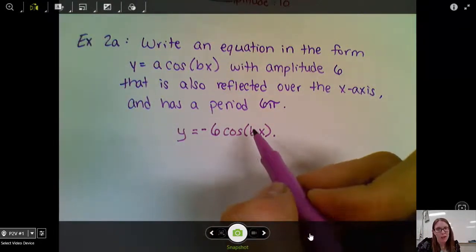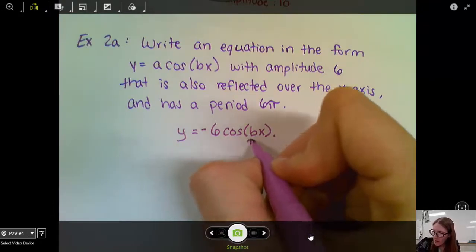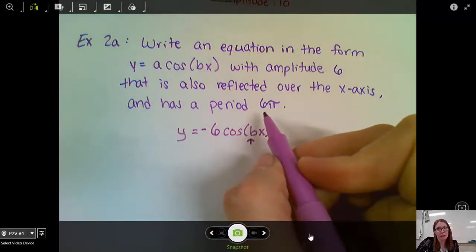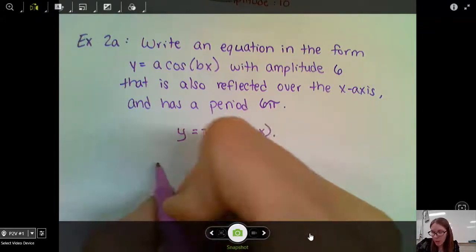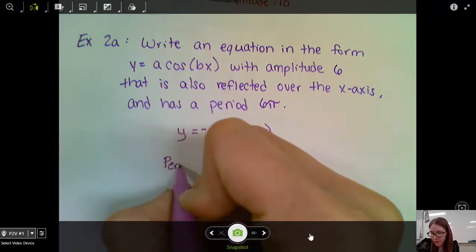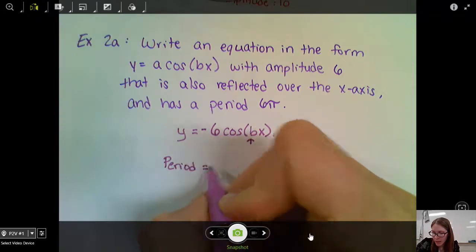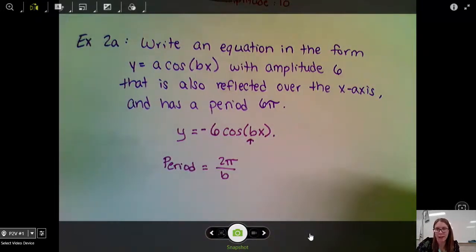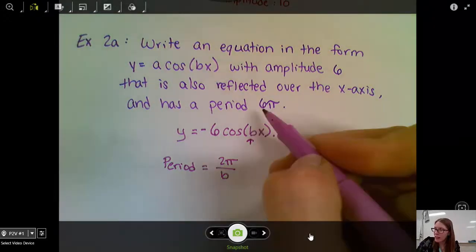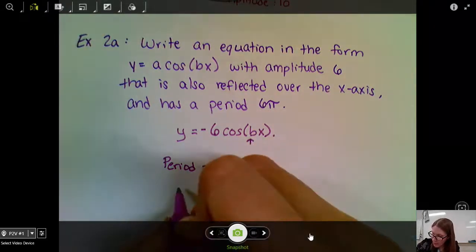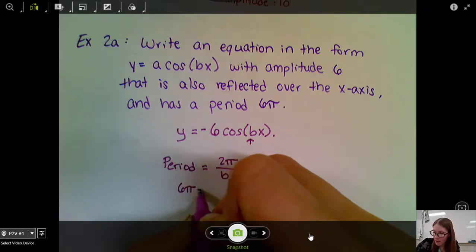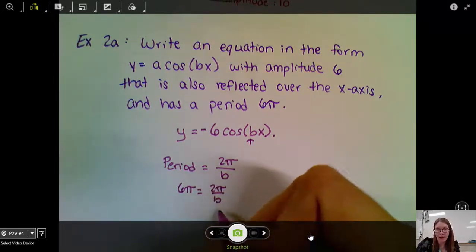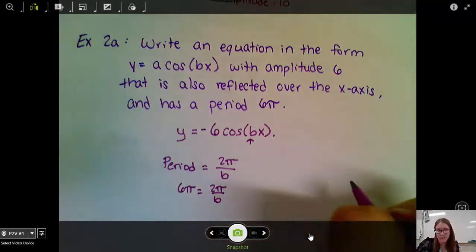We're not done yet though, because we have to figure out what this b value has to be. We know the period is 6 pi. And keep in mind that we usually find the period by taking 2 pi divided by that number in front of the x, 2 pi divided by b. In this case, we know the period is 6 pi. So let's plug that in and make an equation that we can then solve. So 6 pi equals 2 pi over b.